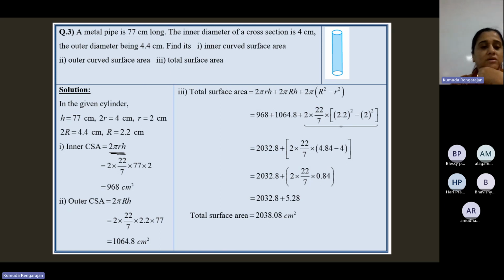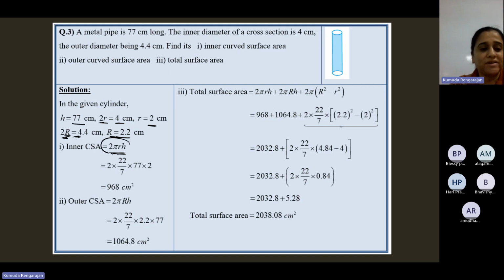Inner CSA. In the given cylinder, height is 77 centimeters. I have written 2r, small r meaning inner diameter. 2r means diameter, right? Instead of writing D, I'm writing 2r. Inner diameter is 4, so r is equal to 2. Outer diameter is 2R, which is 4.4, so capital R is 2.2.